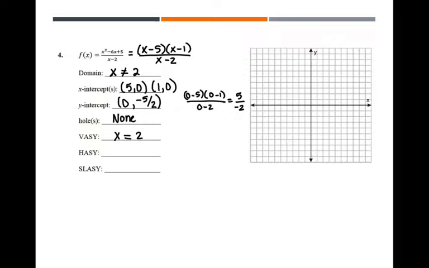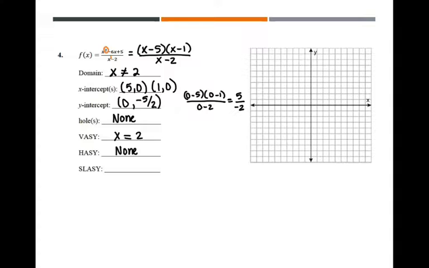And my horizontal asymptote, let's compare our degrees. Degree on top is bigger than the degree on the bottom, which means in this scenario, we don't actually have a horizontal asymptote. Instead, we have a slant asymptote.